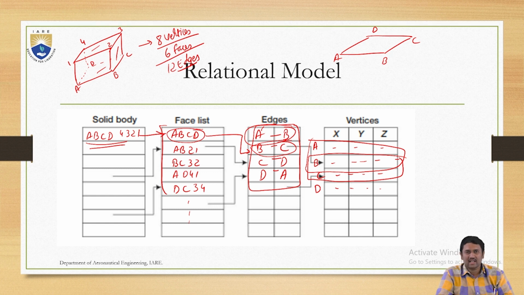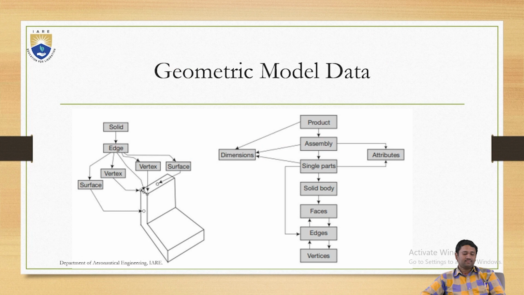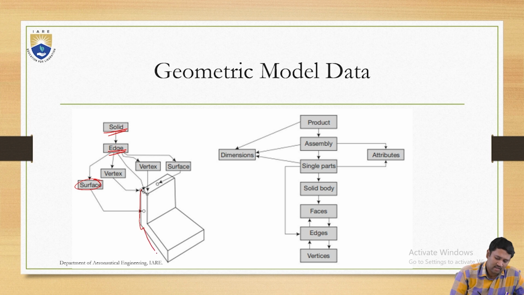It is very similar to your hierarchical model, but most of your geometrical models will use one which takes less storage, as well as defines the database relations effectively. Similar to what we have discussed, we will see. A solid has an edge. An edge will consist of a surface if you're considering all the closed loops. A vertex is nothing but a corner. All these things we will be having in terms of data.